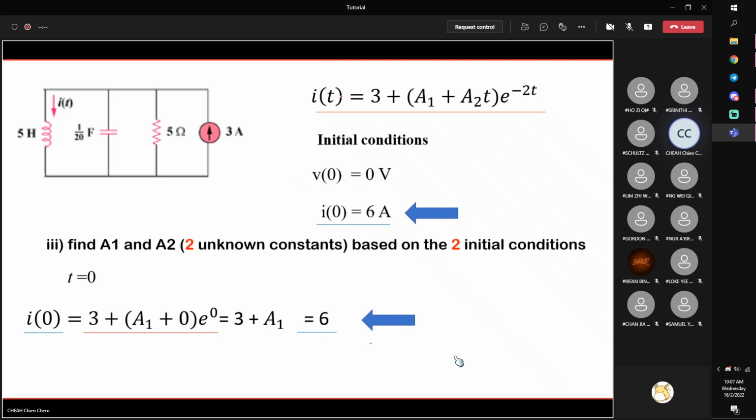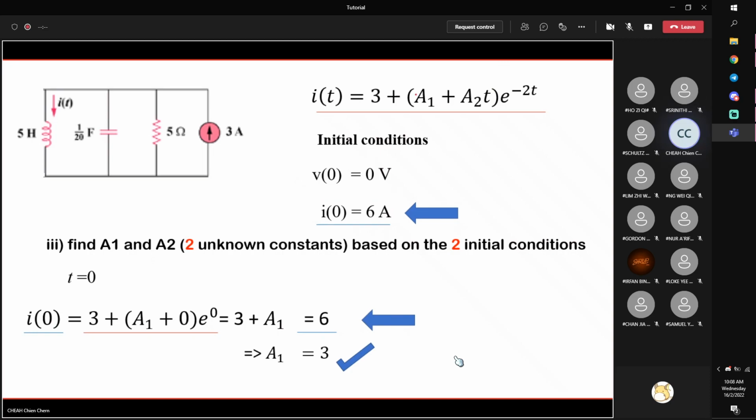So if I put t equal to 0 into here, then I get I at t equal to 0 is equal to 3 plus A1 plus 0. E to the power of 0 is 1. You get 3 plus A1, and this must be equal to 6 ampere, based on the initial condition. Okay, this means that 3 plus A1 is equal to 6, which means that A1 is equal to 3.